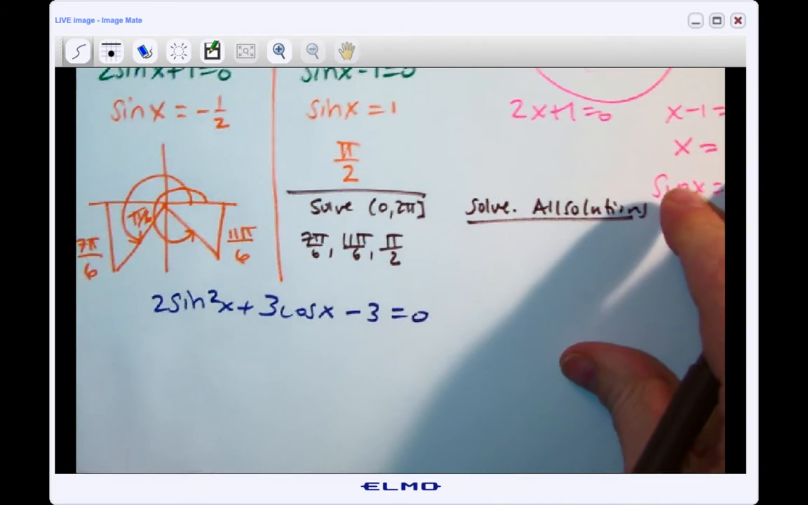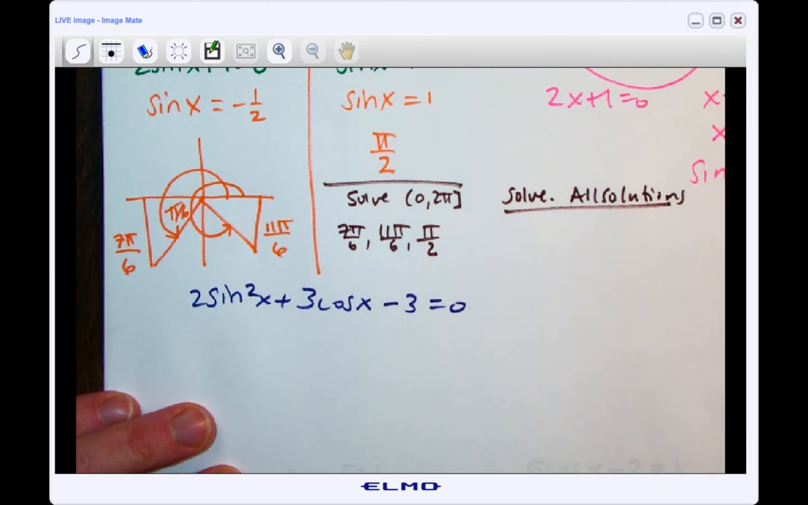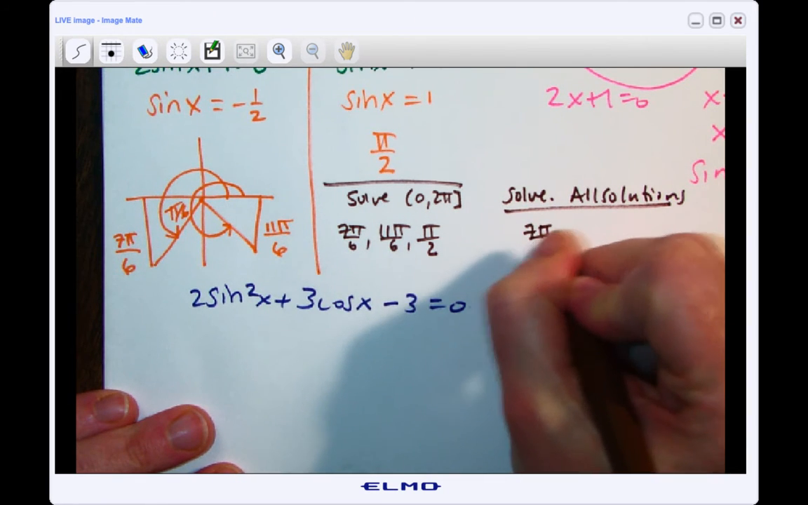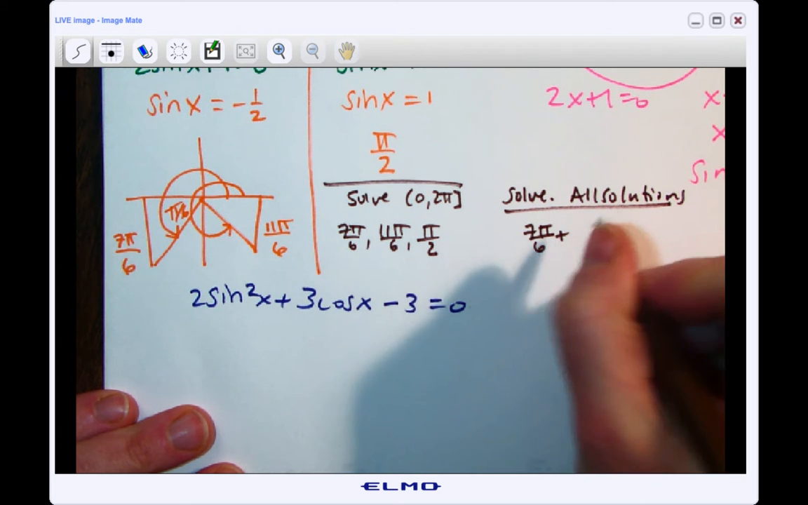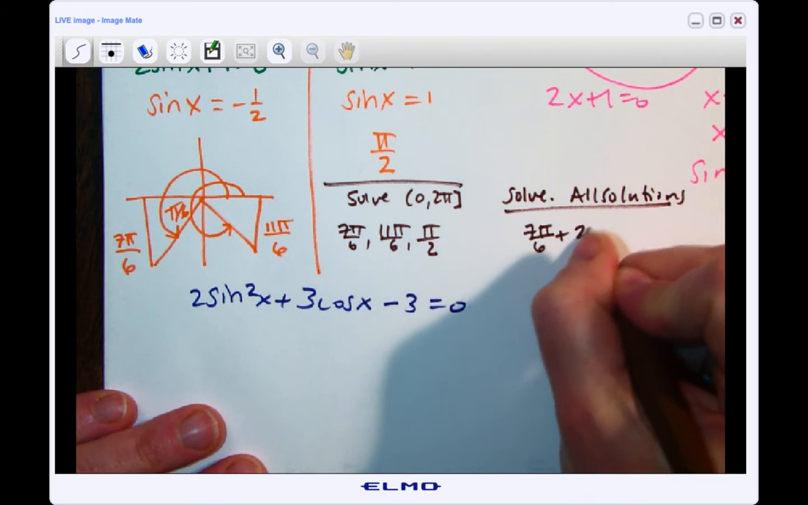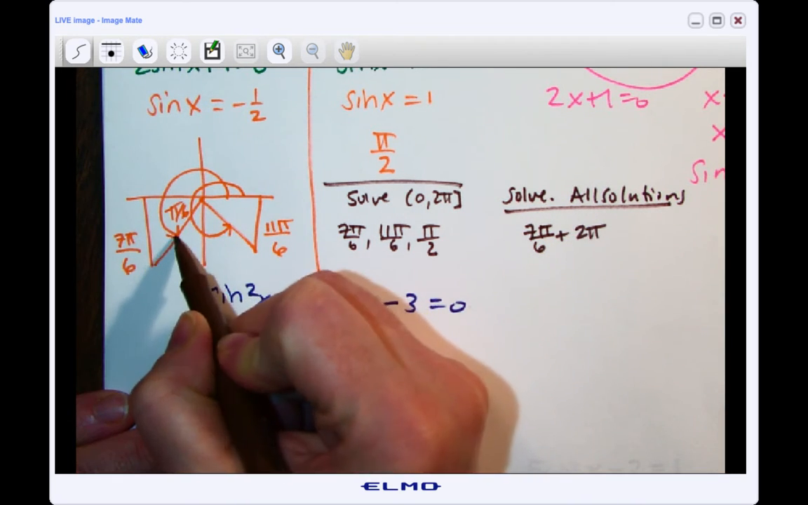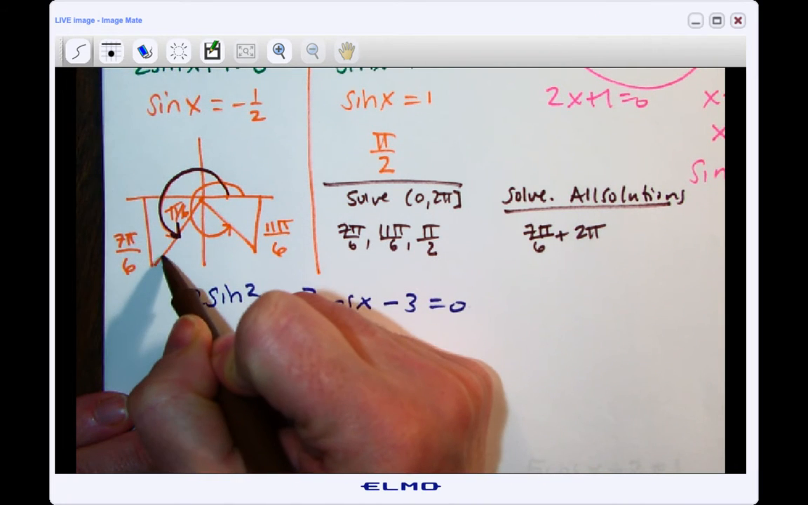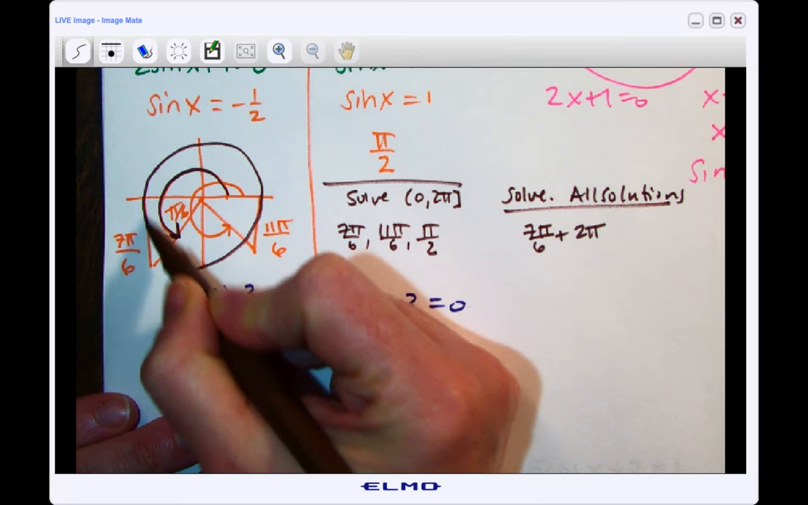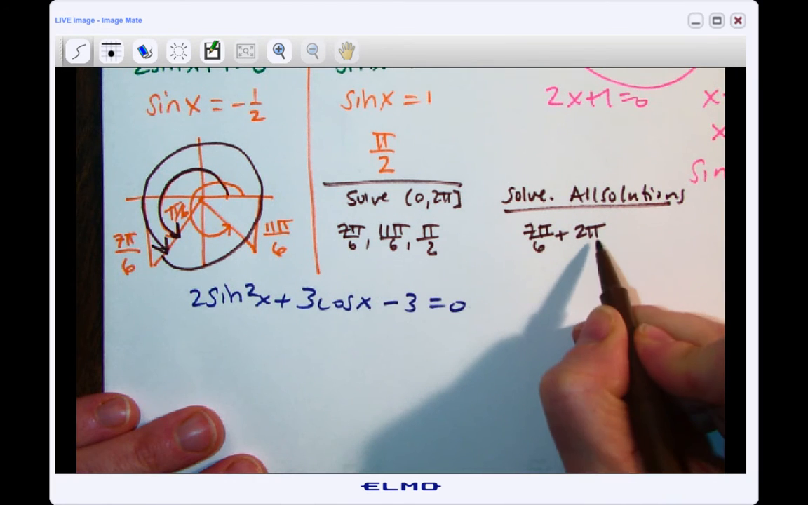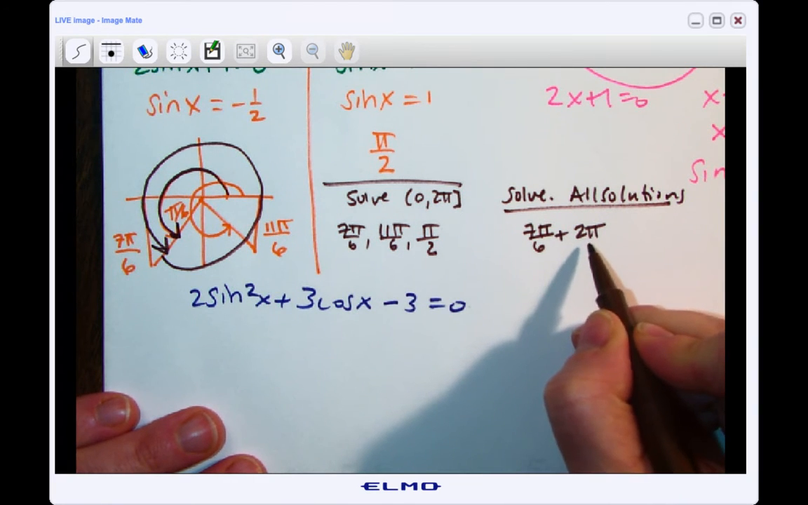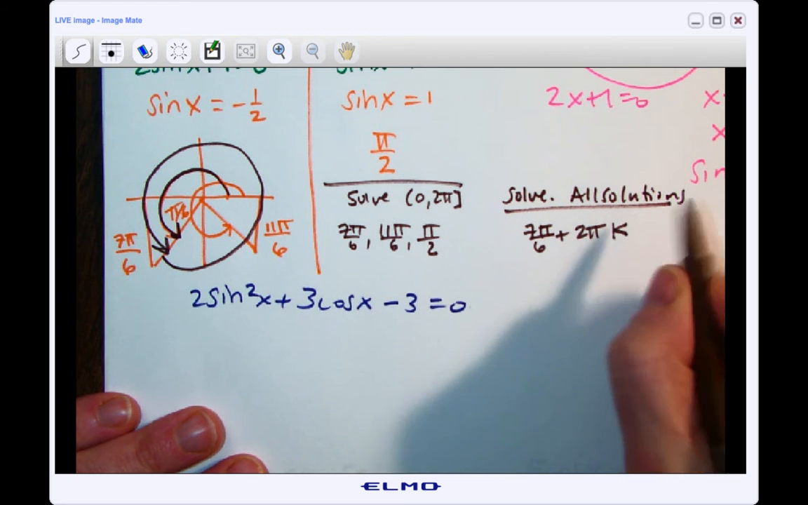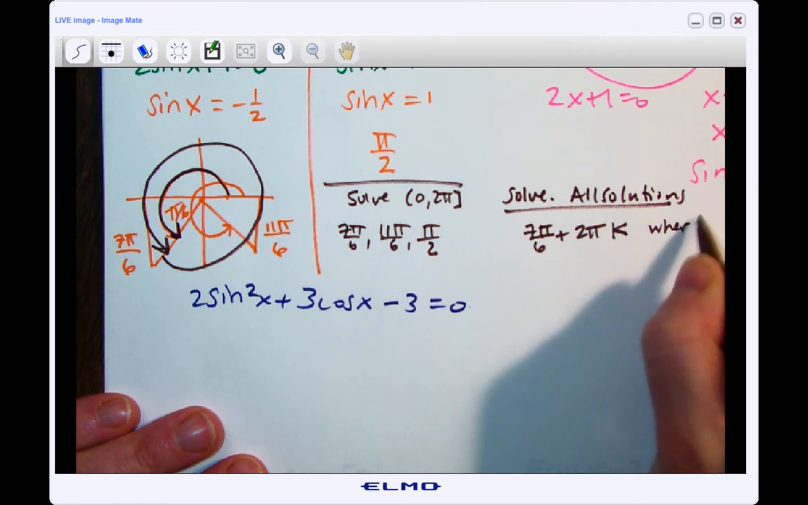And since there's an infinite number of coterminal angles, we do it by writing a little expression. And we say 7 pi over 6 plus, since the period for sine is 2 pi, right? So to get back to here again, that's my 7 pi over 6. And then to get all the way back there again, that would be another 2 pi. So it's going to be 2 pi. And how many times can I spin that around? Well, an infinite number of times, right? k, where k is an integer.